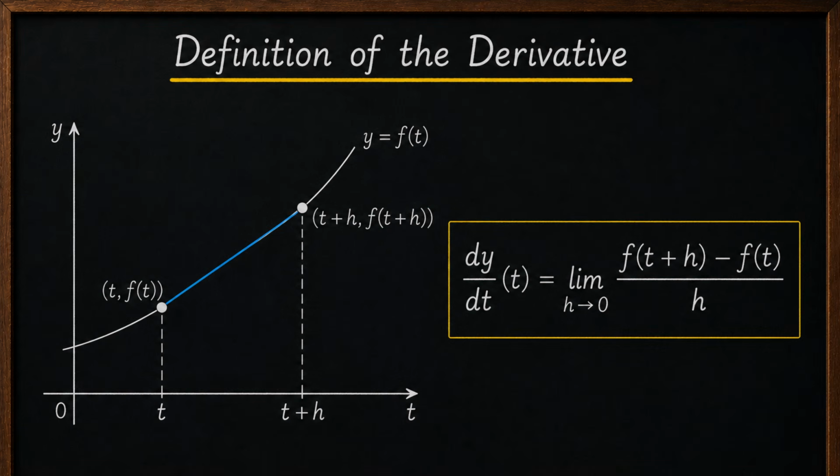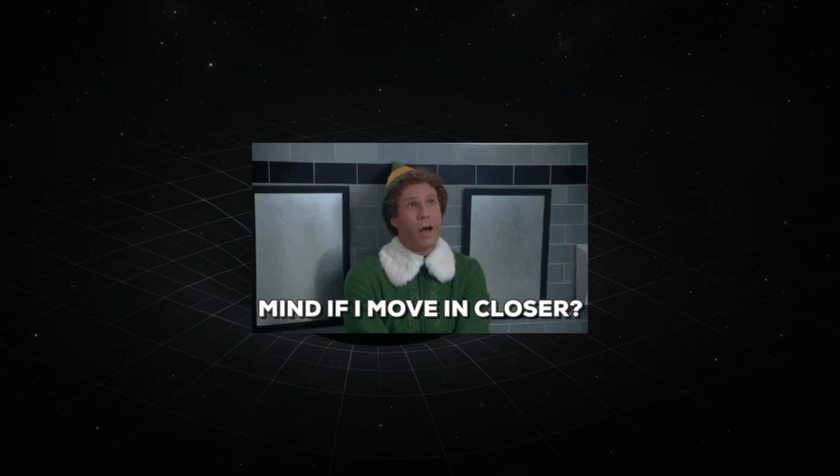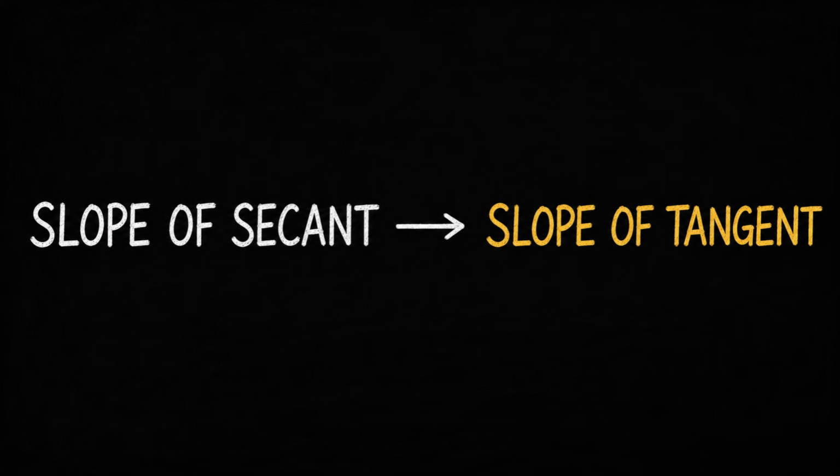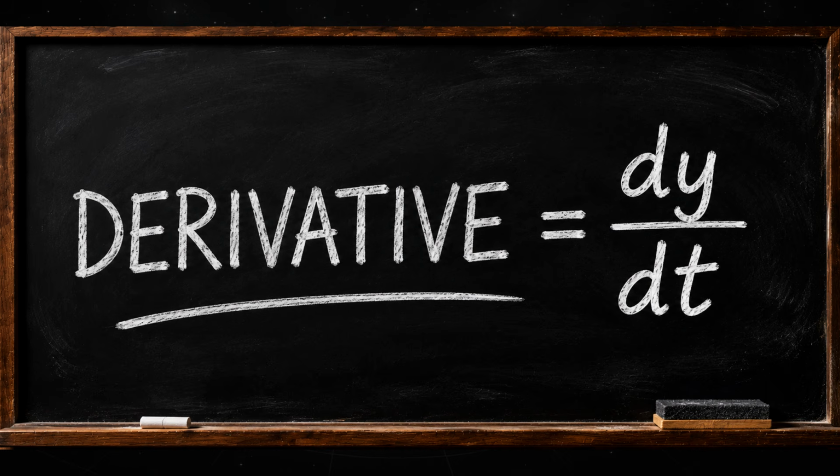This is where the idea of a limit comes in handy. The limit lets us imagine a second point being a distance h from the first point and moving closer and closer without ever actually arriving. As it does, the distance between the points tends to zero, and the slope of the secant settles towards one number. That number is the slope of the tangent line, the derivative.